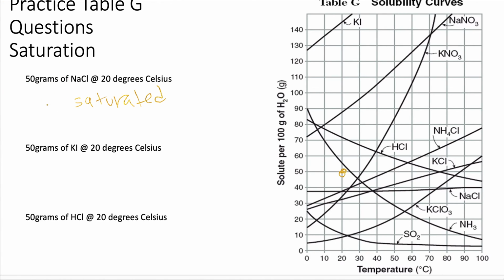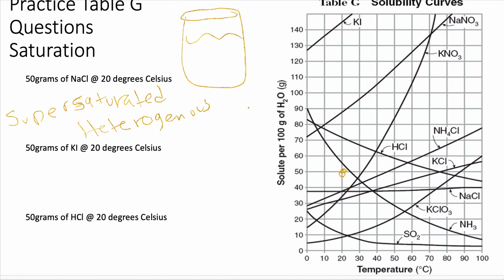There we go. So this is supersaturated because it's above. And you're going to say that this is heterogeneous. To be even more specific, here's my beaker. We only needed approximately 38 grams to dissolve. Everything else is just extra.